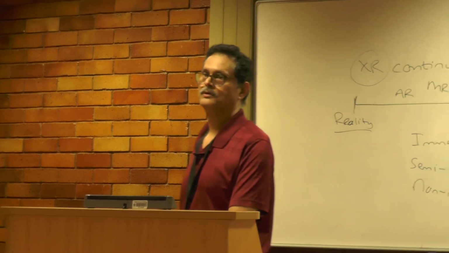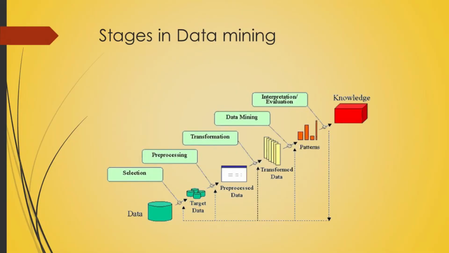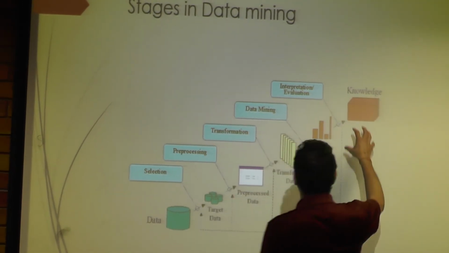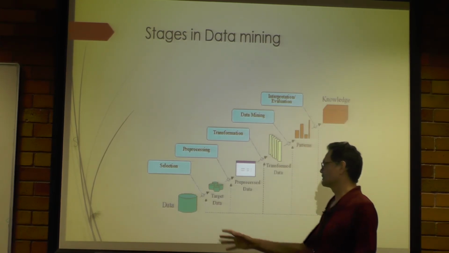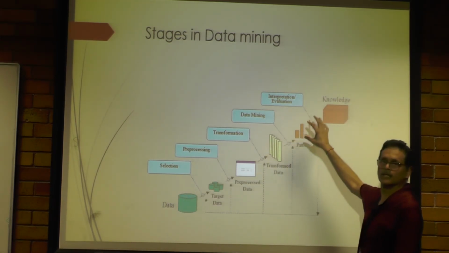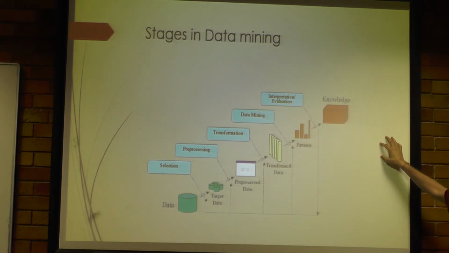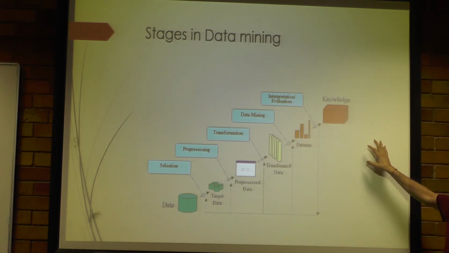Okay, and then these are the different stages of data mining. So here we have got data. The whole idea is that from data we want to get to knowledge, right? So how do we go? You just can't take data, put it into a machine learning algorithm and get the knowledge that you want. Nah, that's not how life works.